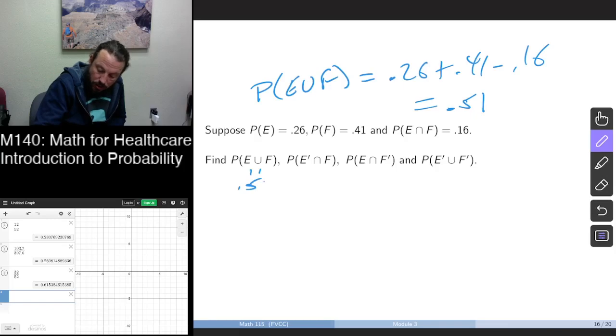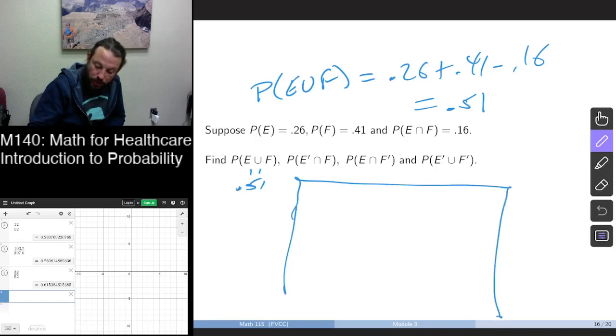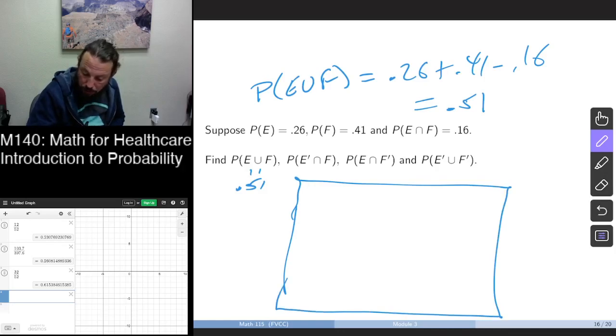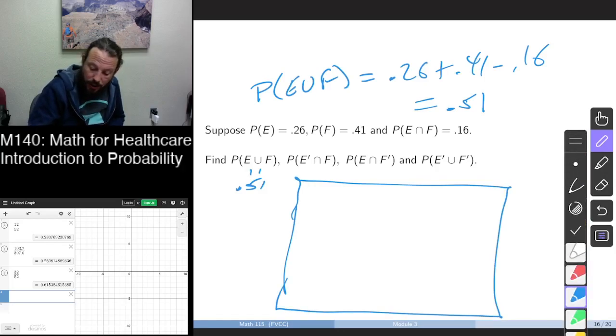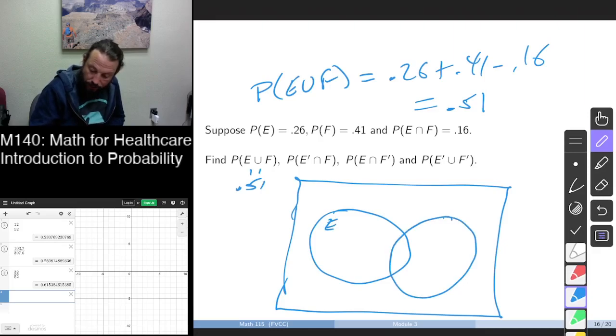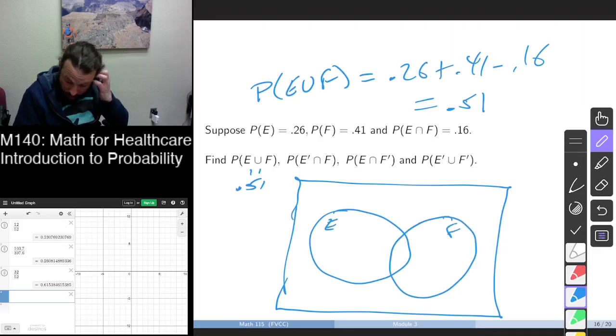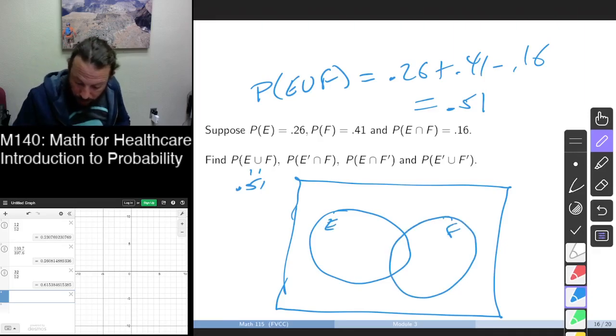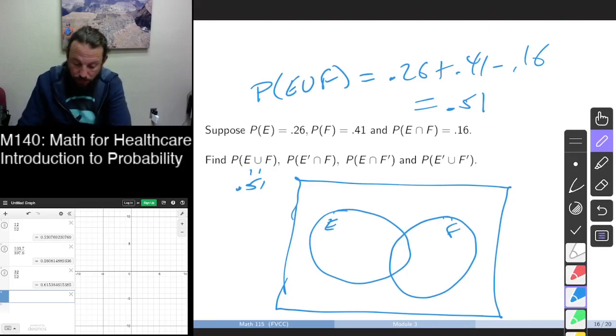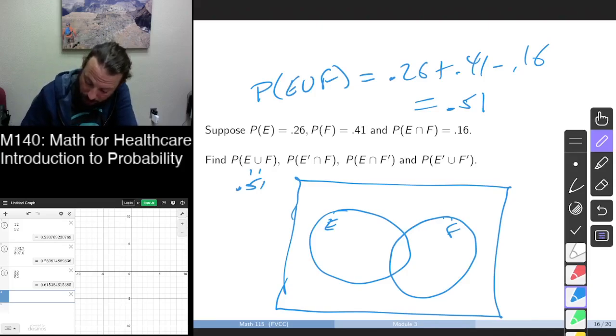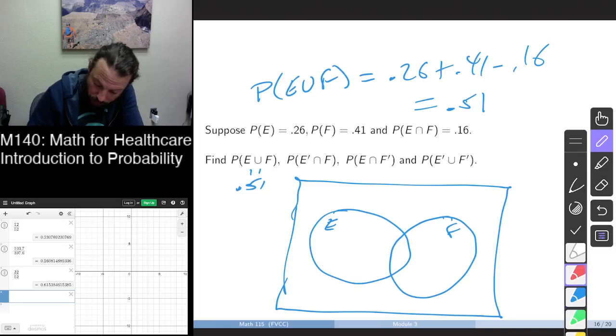Now we could use a Venn diagram just like we did before with finding the size of sets, except now we're going to put the probability in each region. So let's say I have E and I have F. With the probability of their union, we could fill out a complete Venn diagram and have those numbers ready for us. We know the intersection is 0.16.